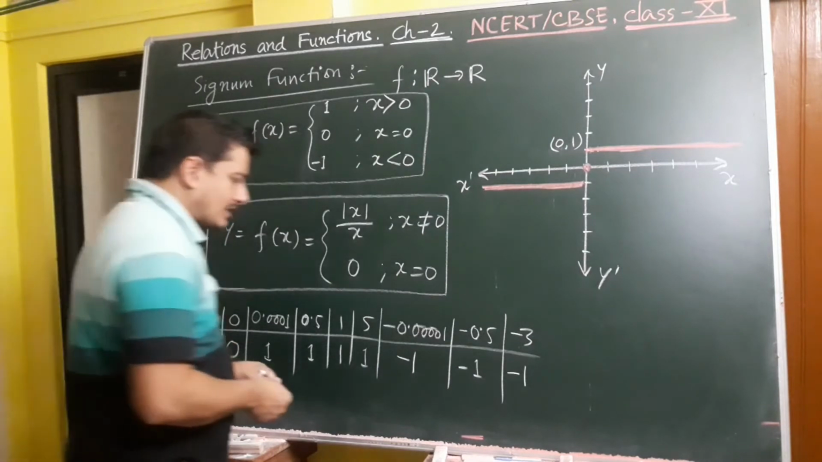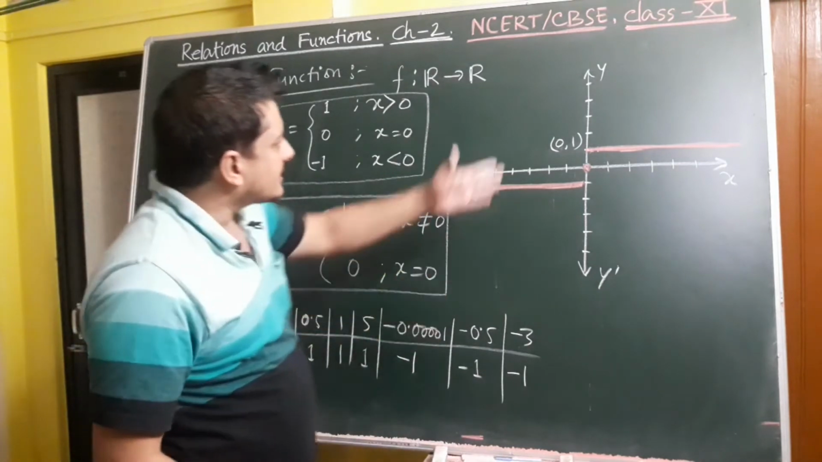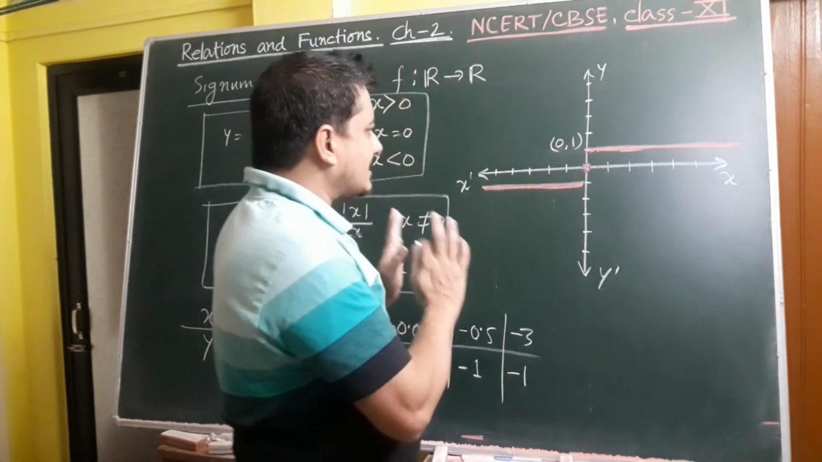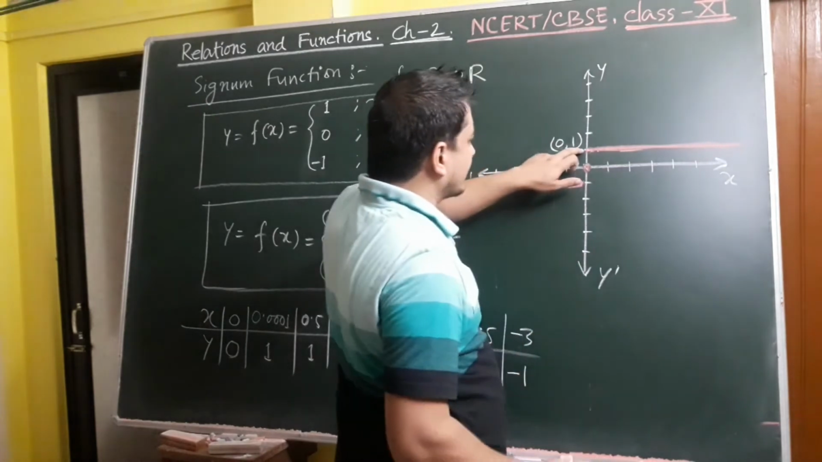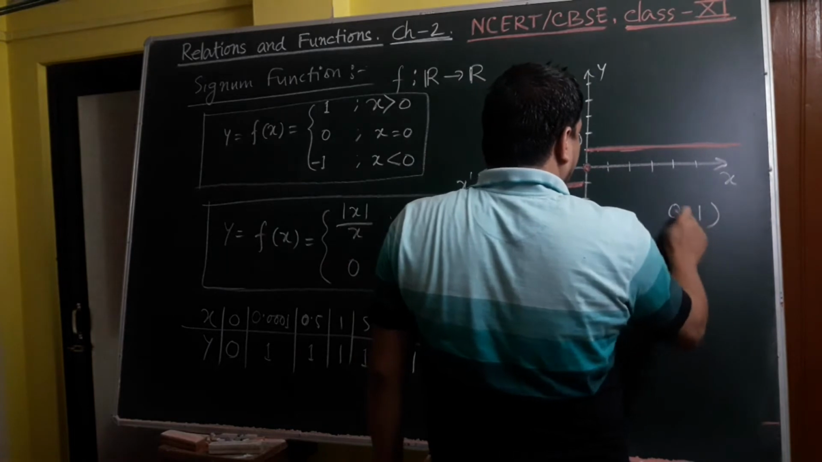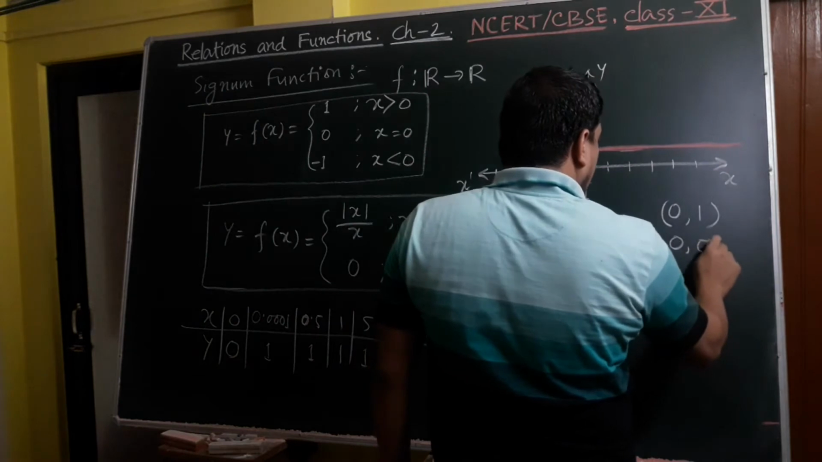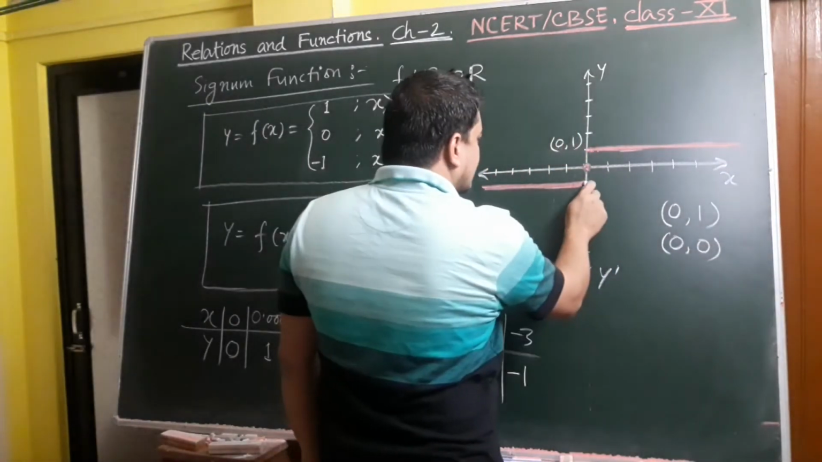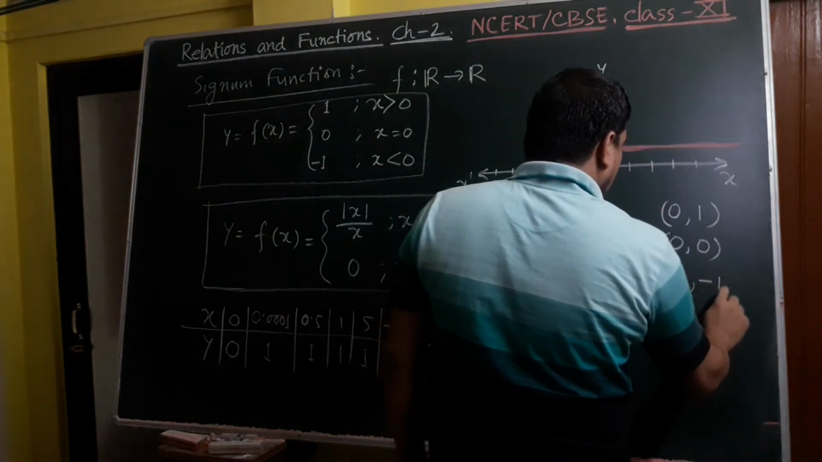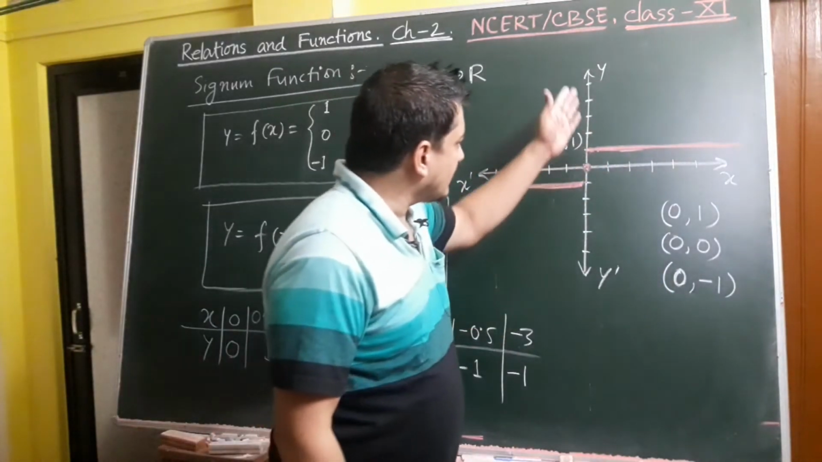Now there is a small catch. What is the catch? See, right on the y-axis you have got 3 points. So just concentrate on these 3 points. What is this point? This is 0, 1. And then this point, the origin, is 0, 0. And this point is 0, minus 1. These 3 points I am getting on the same line.